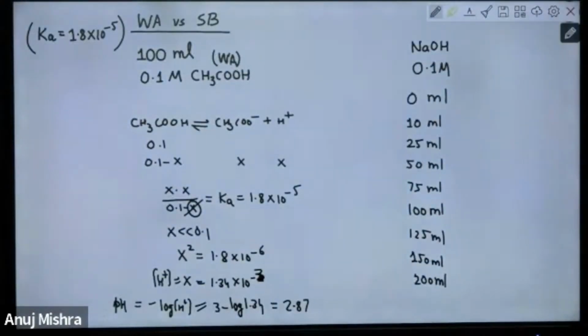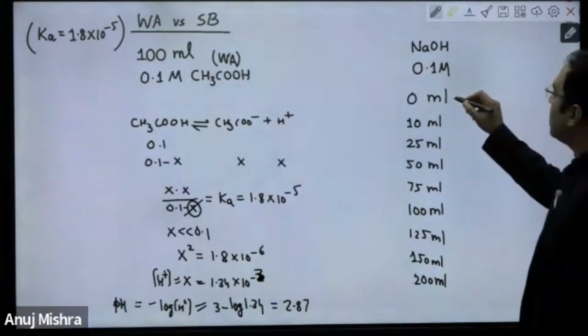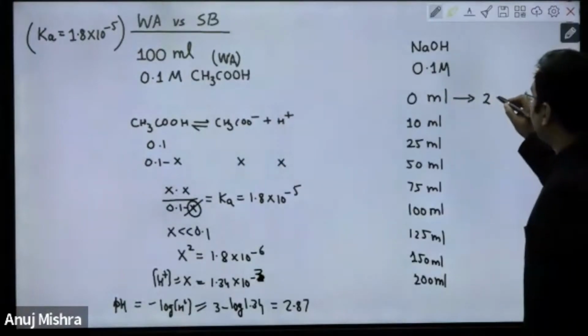First case is clear. Please note on the first case. Complete this. So pH for this case is how much? Arjun, is it clear? Yes, sir. 2.87.